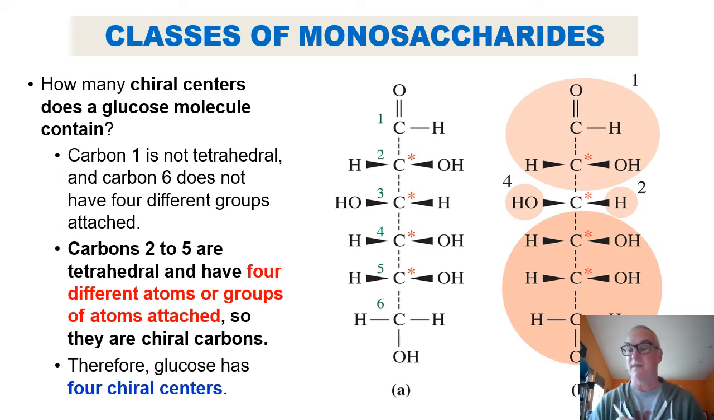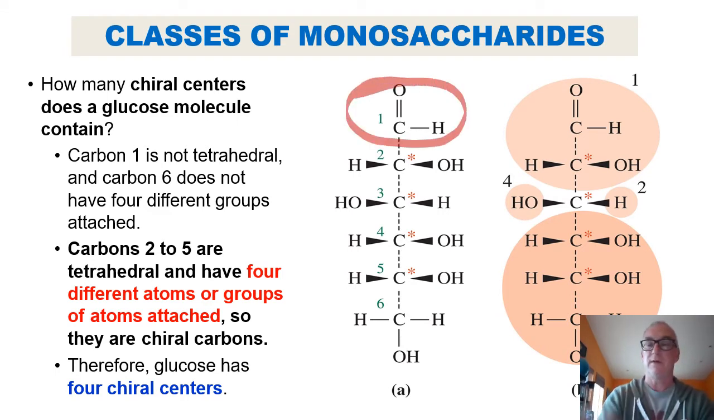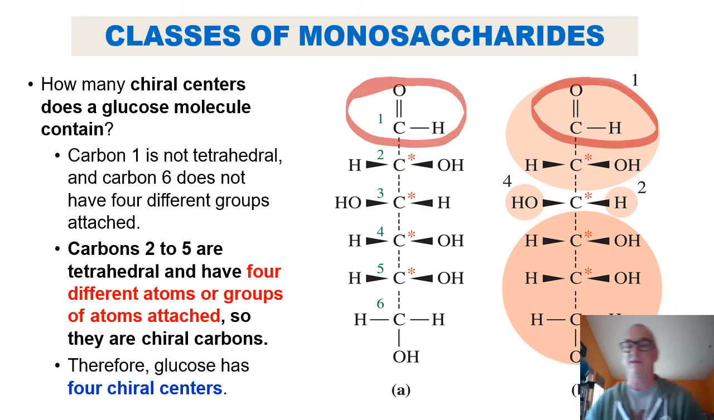So let's look at the monosaccharides again. Remember, in order for a carbon to be chiral, we need two things. It needs to be tetrahedral. In other words, it needs to be attached to four different groups by single bonds. And so that leaves out this carbon and this carbon. They can't be chiral because they have a double-bonded oxygen. So they're not tetrahedral. So that leaves them out.